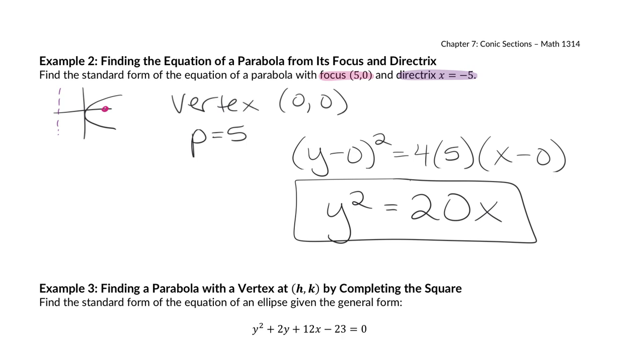That's it. All we need is P. On the other questions, we had to find one of the missing terms, A, B, and C, and do a whole bunch of stuff. We don't have to do that here. We just need P.